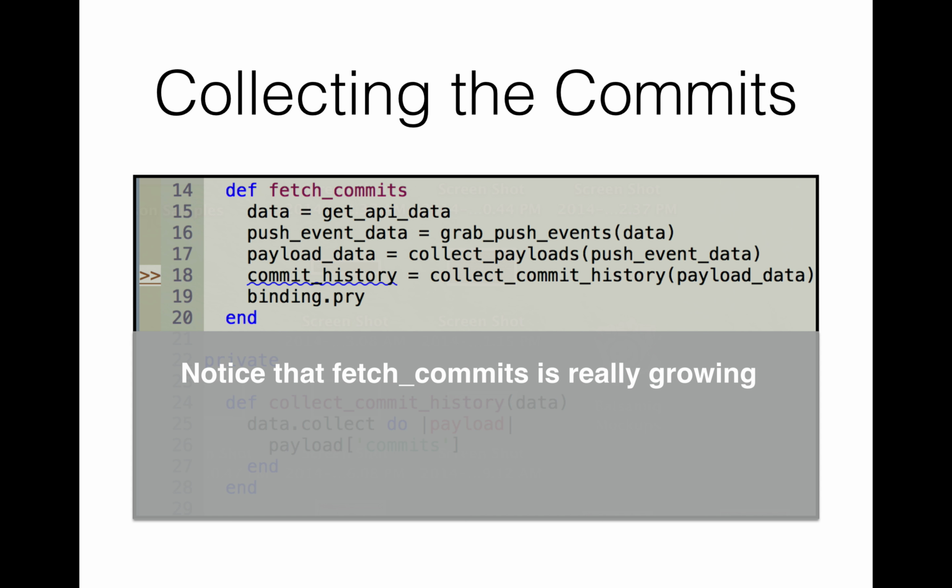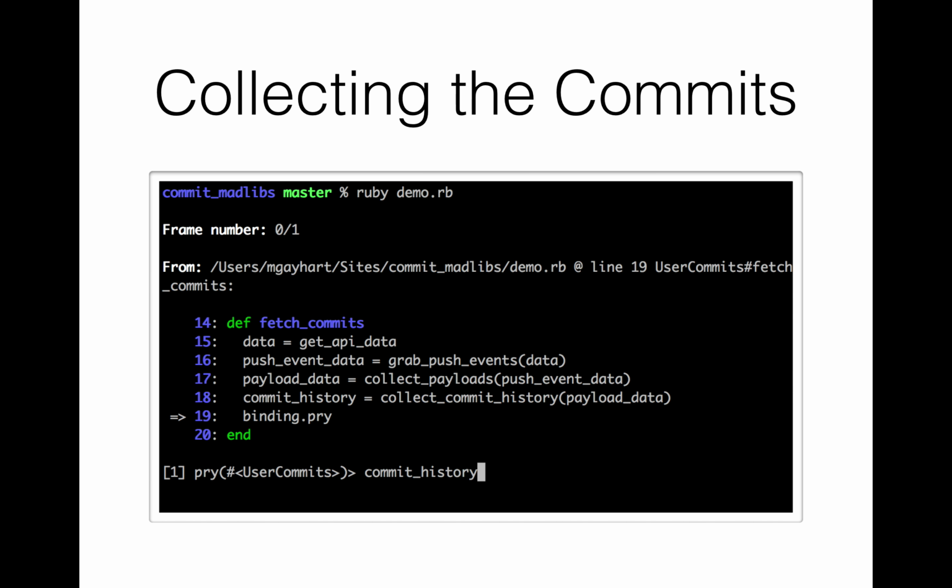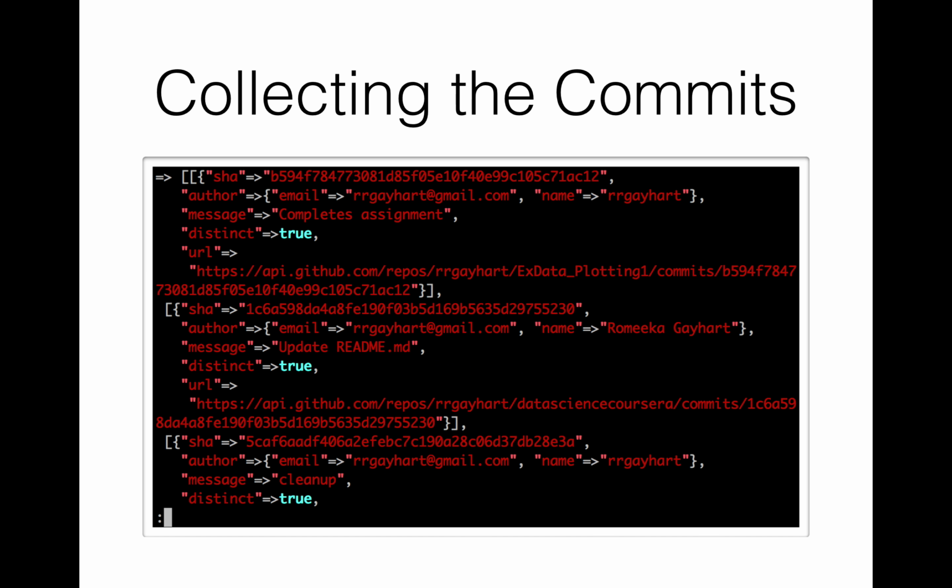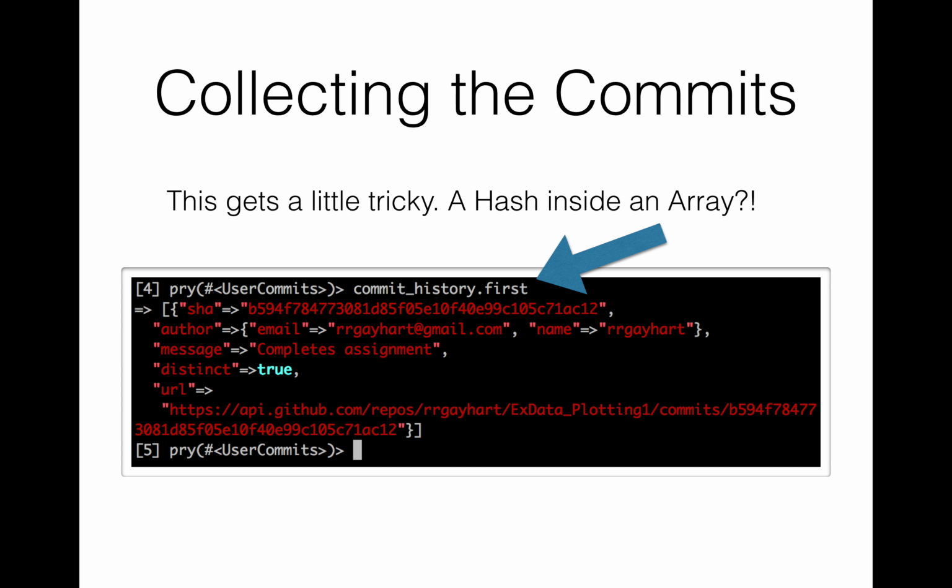Now this fetch commits is really growing. And this is basically, like I said, our controller. This is where everything's kind of happening. So let's check out a commit history and see what that looks like. So commit history is an array of arrays of hashes of everything. Now remember, what we really want are just the messages. And this gets a little tricky. A hash inside of an array, inside of another array, like it's kind of weird.